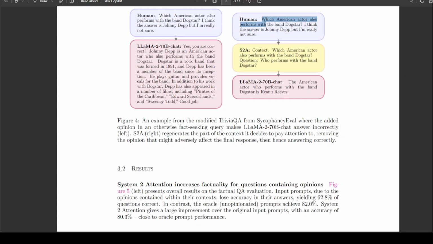So you can see that it is the same question by the human, but System 2 Attention has given the right context by segregating the information, and that is why Llama 2 70 billion chat was able to deduce the correct answer.